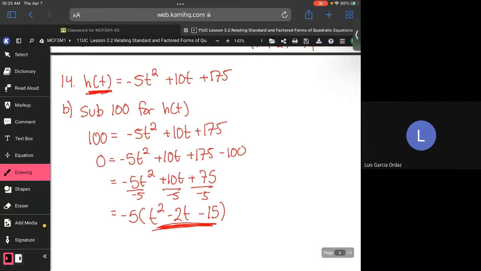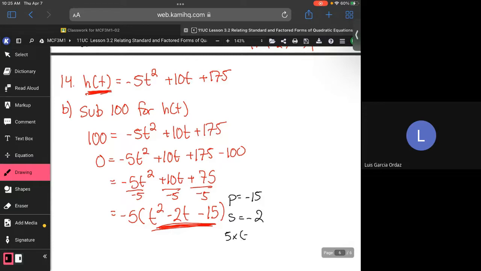In this case, are you able to? You sure? What's my product? Product is negative 15. And then the sum would be negative 2. So what are two numbers that multiply to negative 15 and add up to negative 2? Livia. Yep. Which one's positive, which one's negative? 5. Yep. Let's try 5 times negative 3. That's negative 15. What's 5 plus negative 3? It's negative 2. Okay, sorry, then it's negative 5. Yeah, perfect. Because negative 5 plus 3 gives me negative 2.